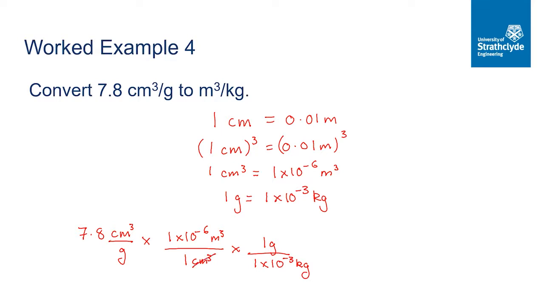And then you'll see that our centimeters cubed cancel out and our grams cancel out, and we're left with the units of meters cubed per kilogram. And again, we'll do 7.8 times 1 times 10 to the minus 6 divided by 1 times 10 to the minus 3, which gives us 7.8 times 10 to the minus 3 meters cubed per kilogram.